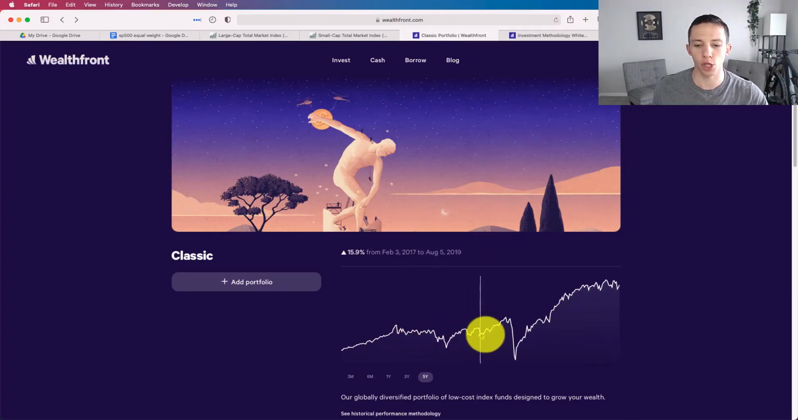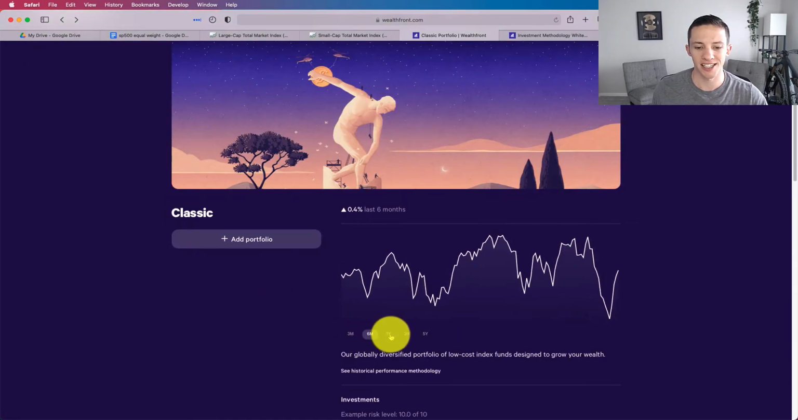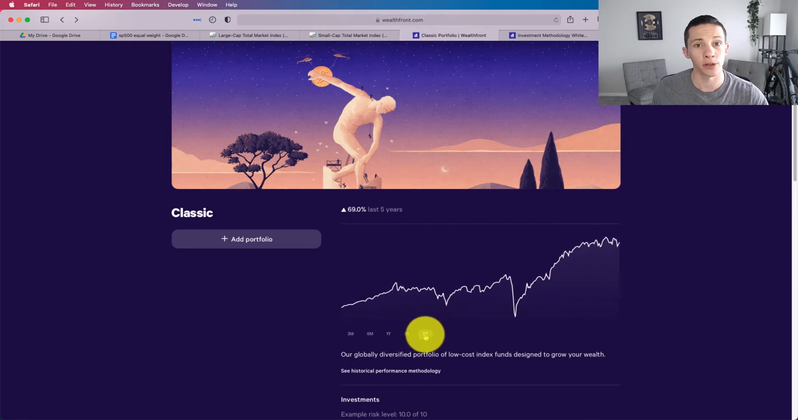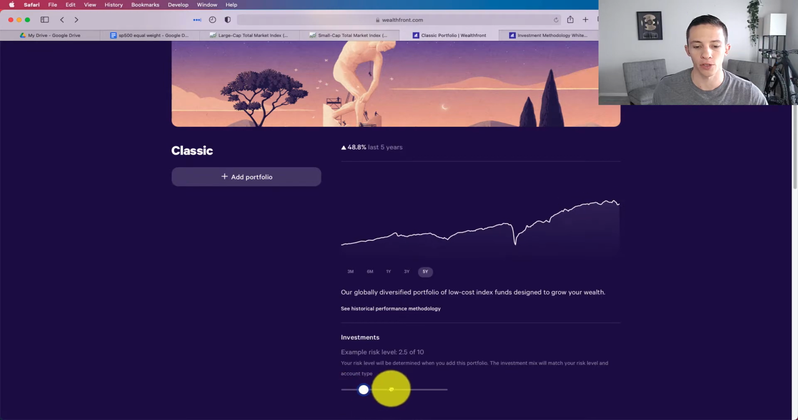This is interesting. Wealthfront has this cool little interactive chart which shows the historical performance of their classic portfolio. We can toggle it between 3-month, 6-month, 1 year, 3 year, and 5 year at the longest. And down here, we can adjust to see the portfolio for various risk levels.